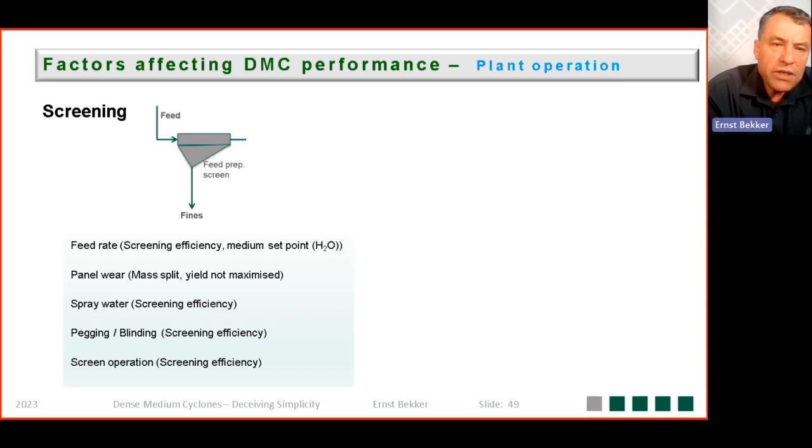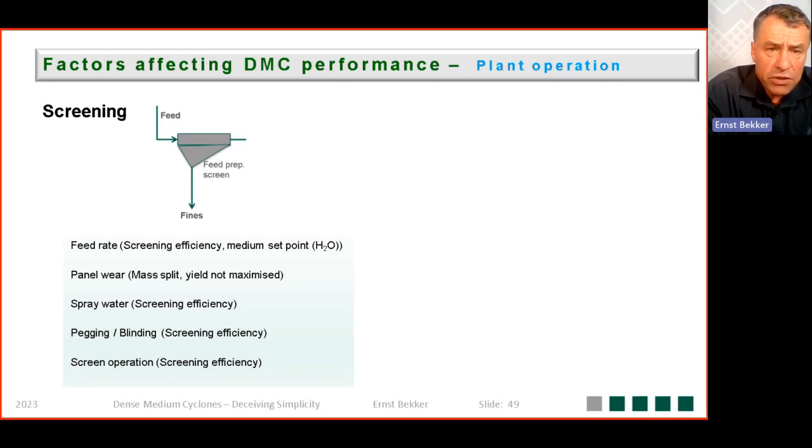And also we are introducing more water into the medium circuit via the more surface area that's been produced, or due to the larger amount of particles flowing into the dense medium circuit. That water enters the point after the density has been monitored by the densitometer. So this can lead to problems in terms of obtaining the correct cut density. Panel wear can impact on the mass split in your process.